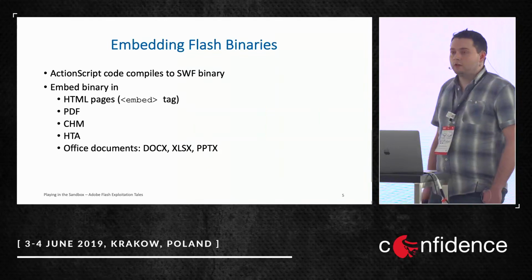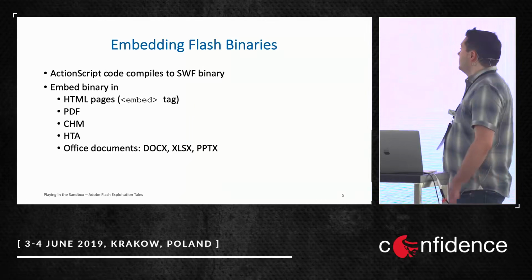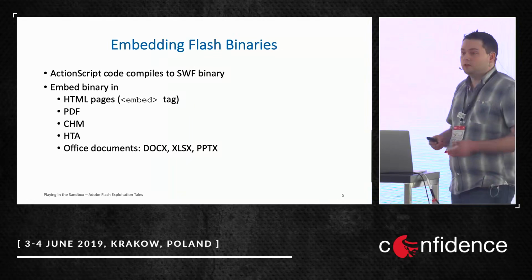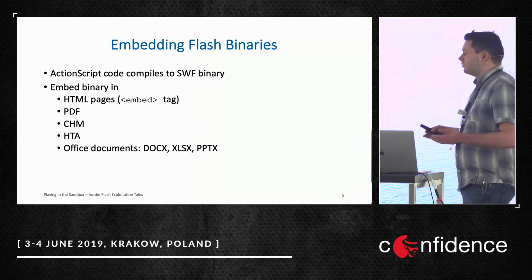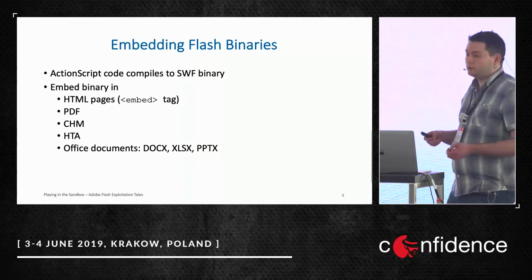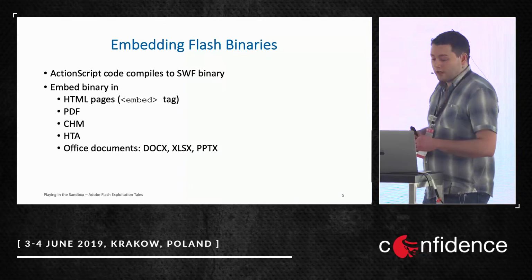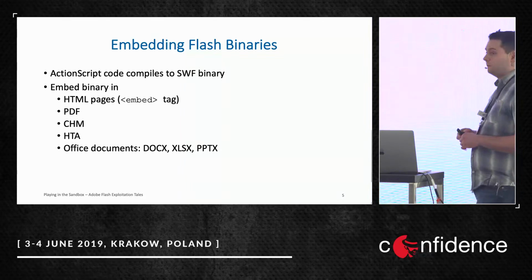So a Flash application starts with writing ActionScript code. And this ActionScript code compiles to what is called an SWF binary. Now, this binary can then be embedded in HTML pages, which is the most common use case. But it can also be embedded in PDFs, compiled help manuals, HTML help manuals. And most importantly, it can also be embedded in Office documents.